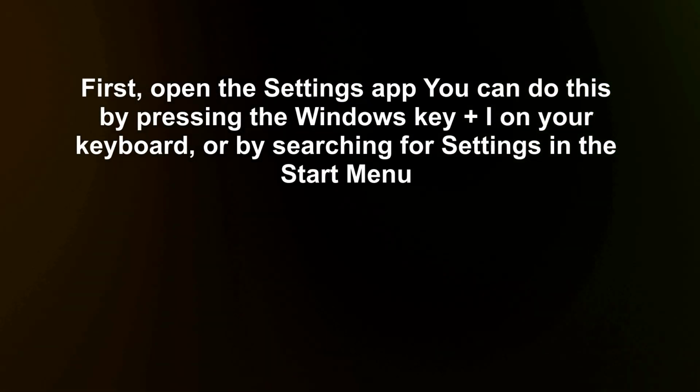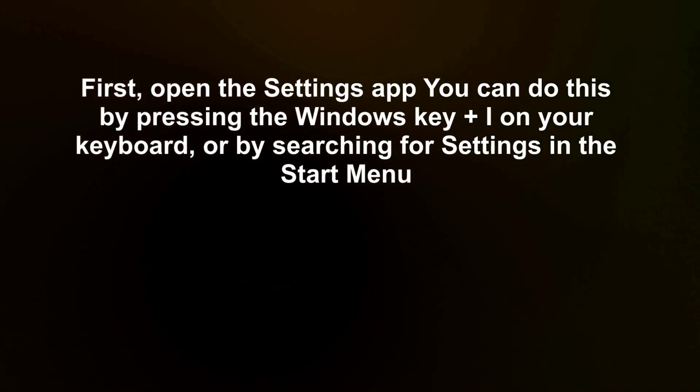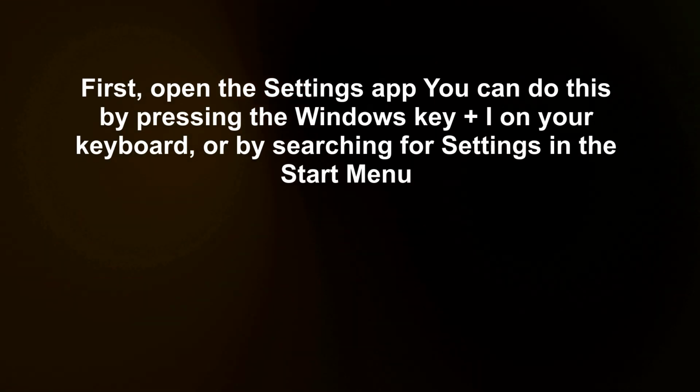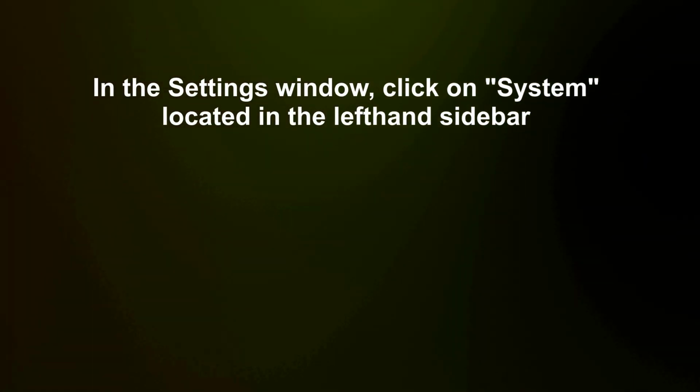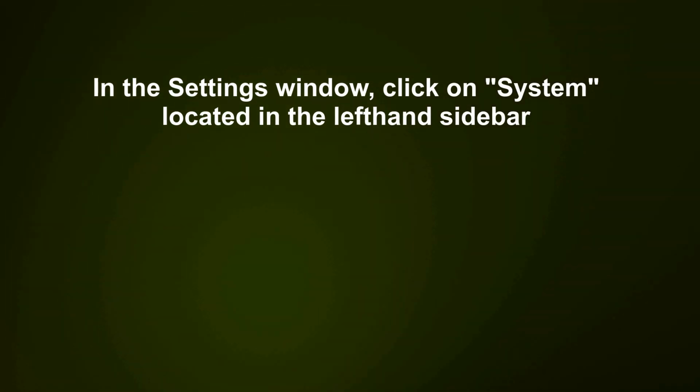First, open the Settings app. You can do this by pressing the Windows key + I on your keyboard, or by searching for Settings in the Start menu. In the Settings window, click on System located in the left-hand sidebar.